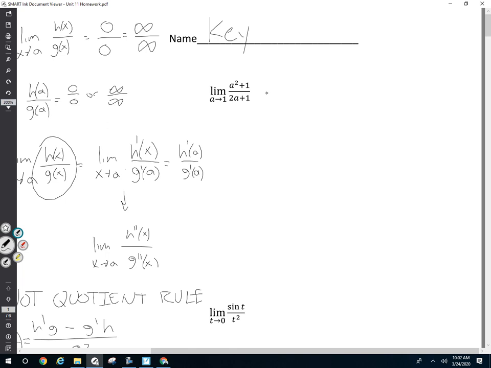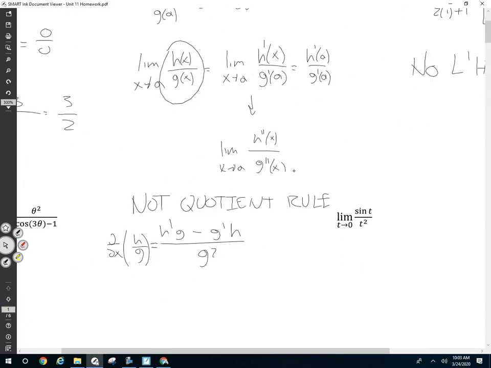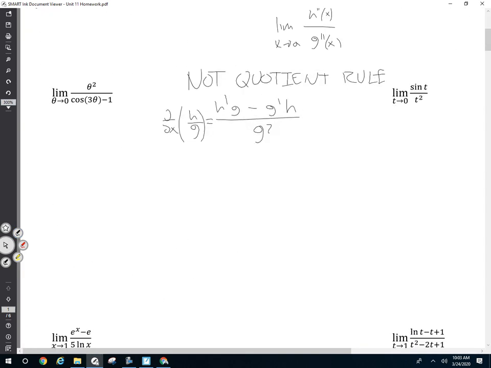This guy, I plug in 1. And here's a great example of how you don't have to use L'Hopital's every time. You should check. If I plugged in 1, I get 2/3. This is the answer. No L'Hopital's needed. There was a free response question last year where students thought they had to use L'Hopital's rule, but it turns out it wasn't needed. Most of these other examples, we will need it.